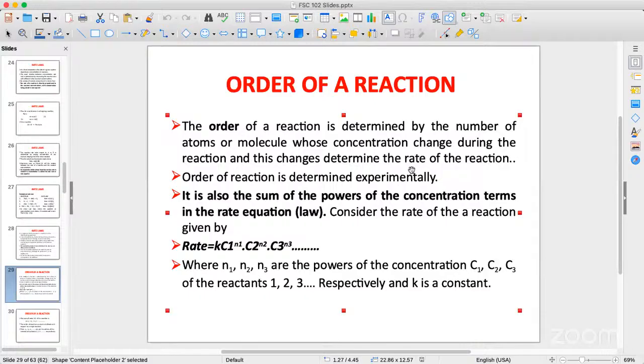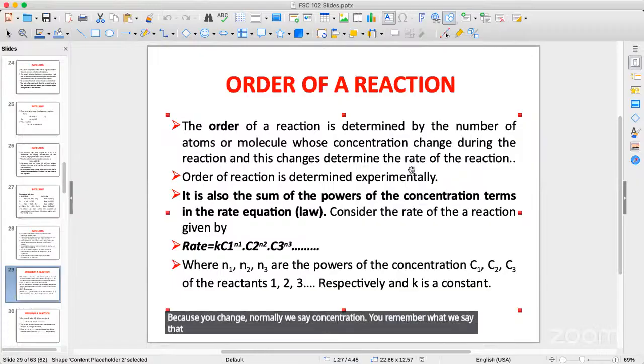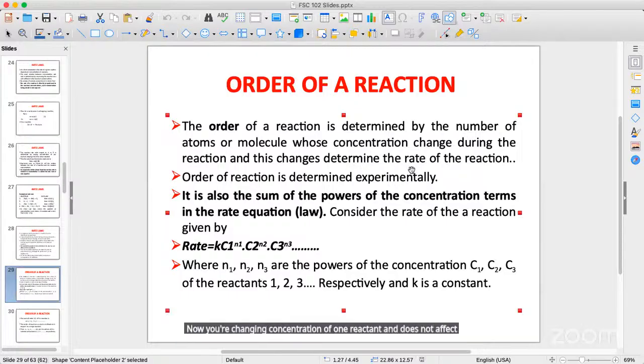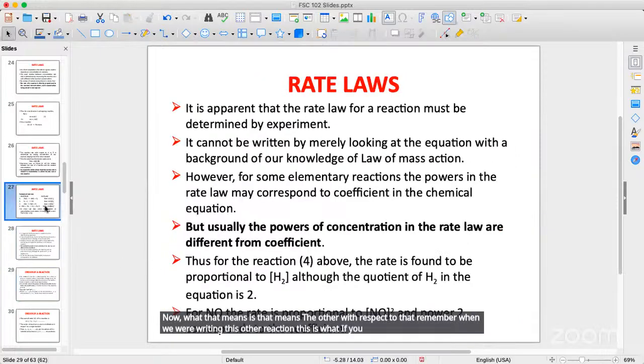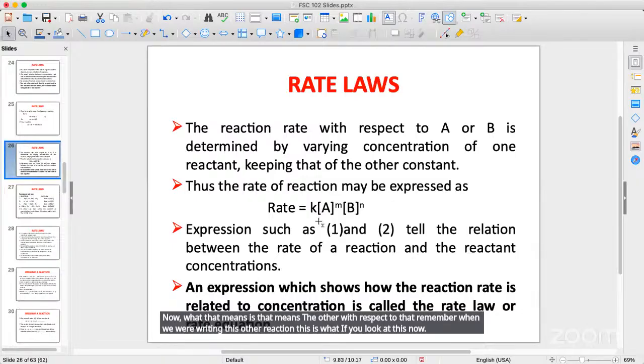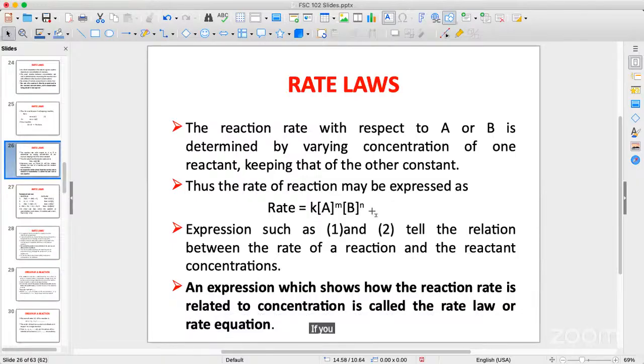That means that A is of zero order in that reaction. Because normally, you remember what we said, that when the concentration changes, the rate changes. Now you're changing the concentration of one reactant and it does not affect the rate of reaction. What that means is that the order with respect to that reactant, remember when we were writing this order of reaction, if you come back to this equation based on that explanation, it means your M here is going to be zero.